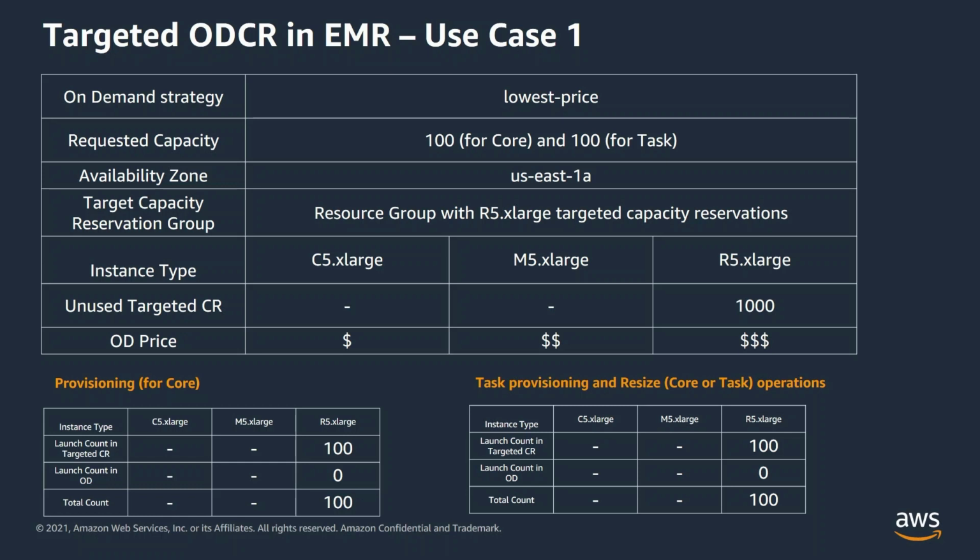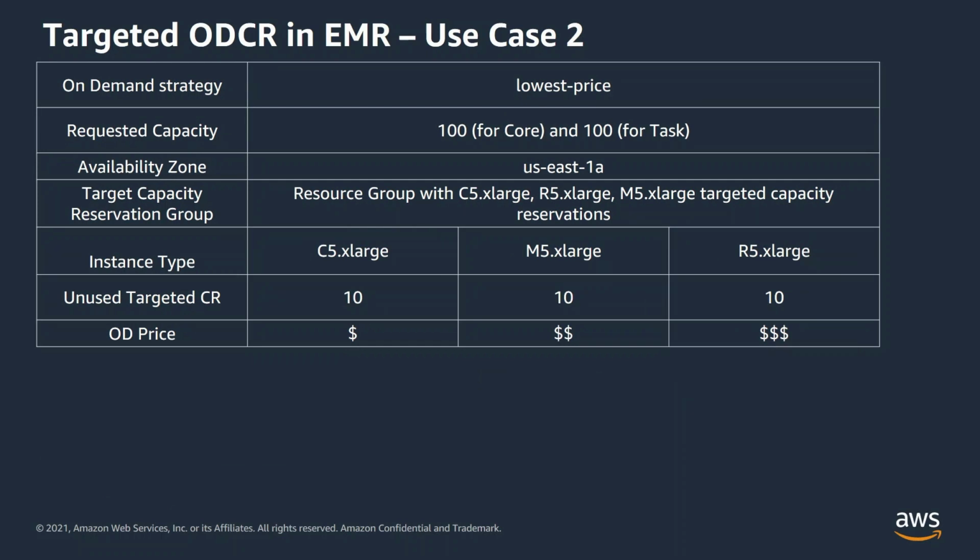And overall, in this use case, the cluster will get provisioned with 100 R5 extra large for core nodes and 100 R5 extra large for task fleets. At the end of the provisioning workflow, you'll have 800 unused targeted ODCR instances for R5 extra large. So that was a very simple example.